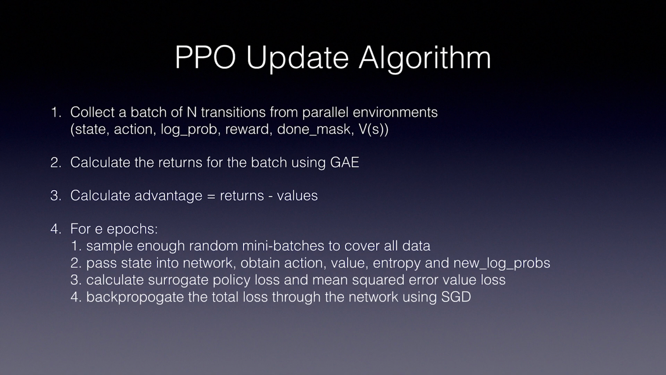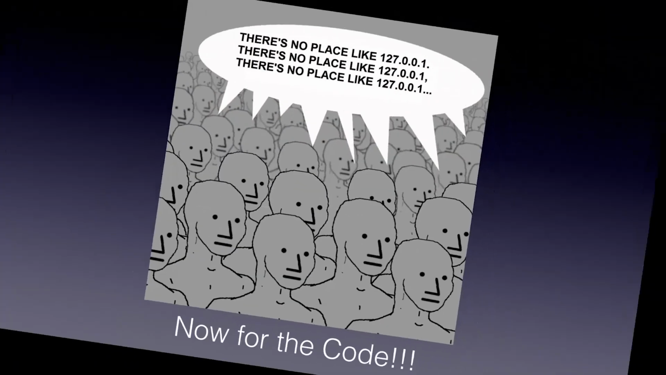2. Pass the state into the network to get the action, value of state prime, entropy, and new log probabilities of the action. 3. Calculate the surrogate policy loss and mean squared error loss. 4. Backpropagate the total loss through the network. And finally, we repeat all of the above until our training converges and we're happy with the rewards we're getting. All right, let's have a look at the code.